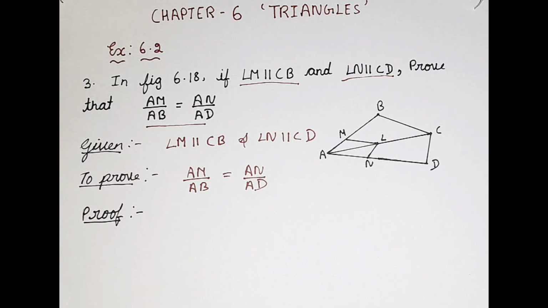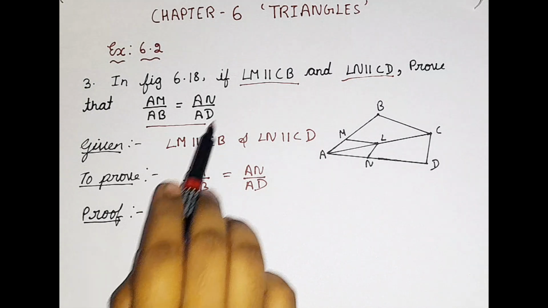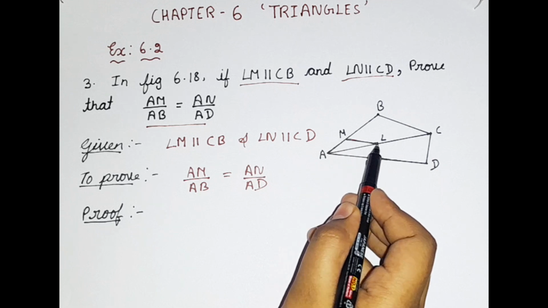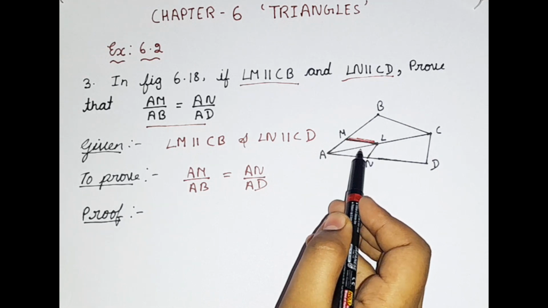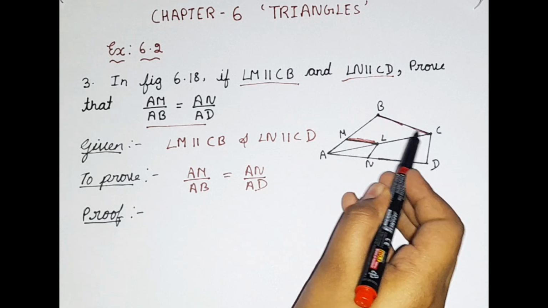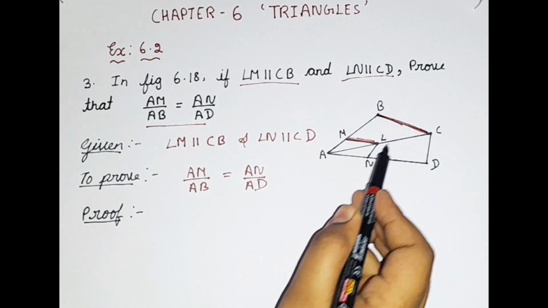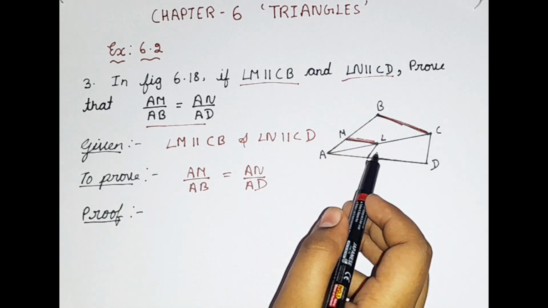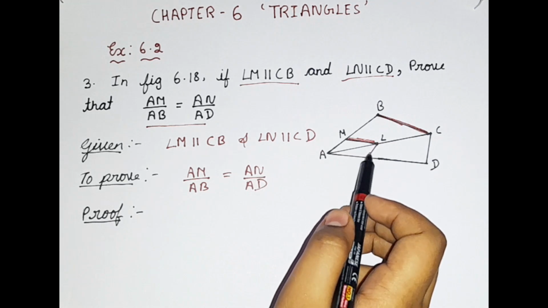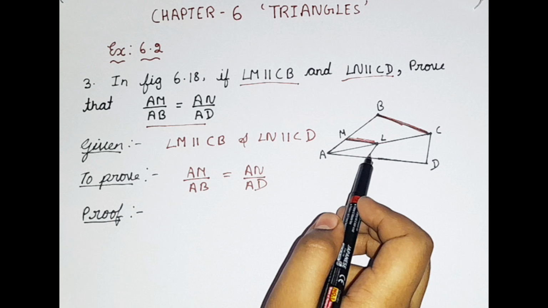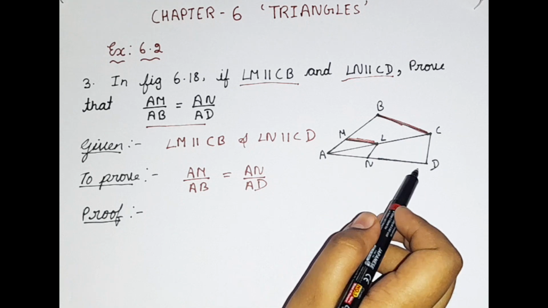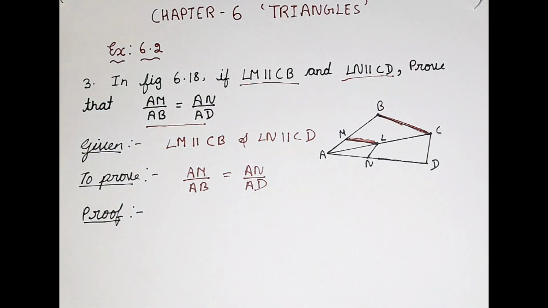So here, since you guys know where LM is, LM is parallel to CB. LM is right over here, and CB is right over here. Am I right? So LM is parallel to CB, and then LN is parallel to CD. LN is right over here. I am not going to mark it in red, because then it will be hard to identify, so you can just identify the black line. So here LN is parallel to CD.